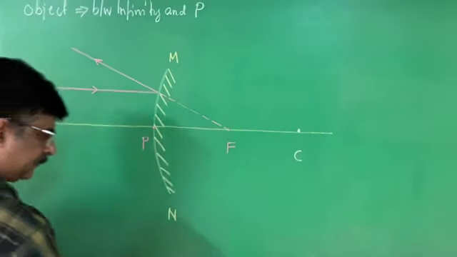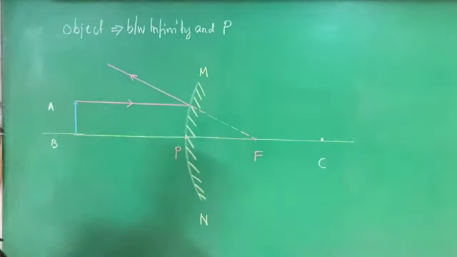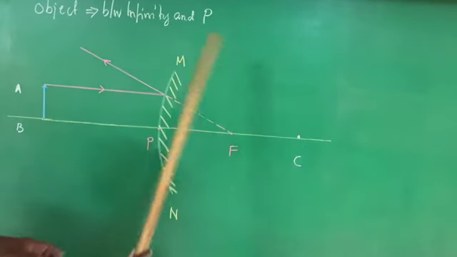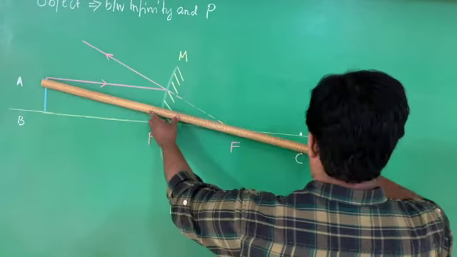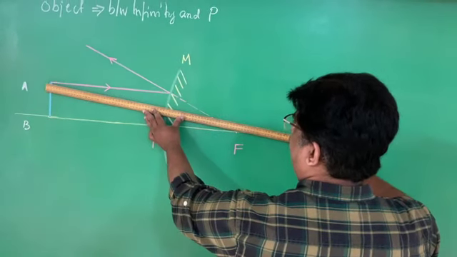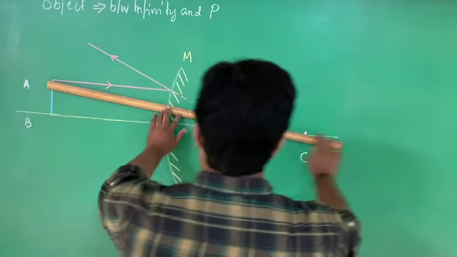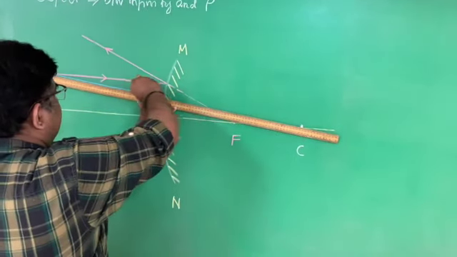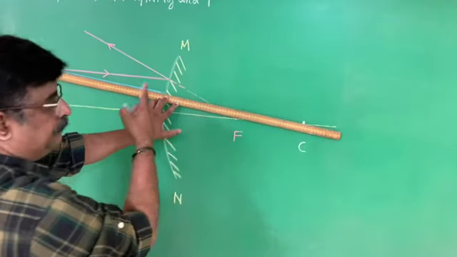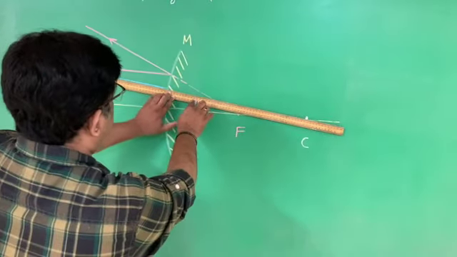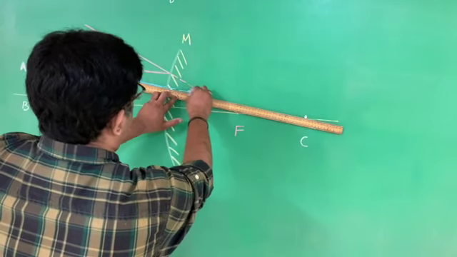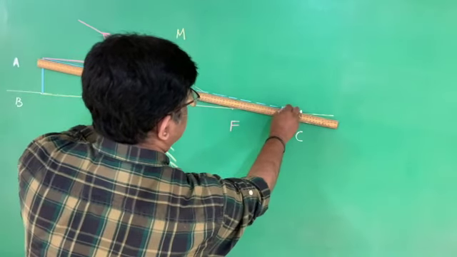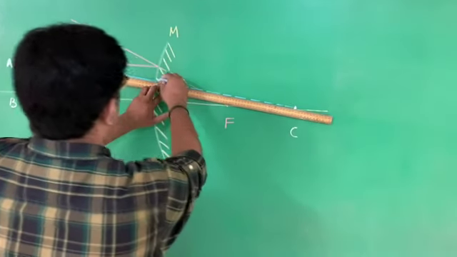The next ray, I have changed the color. The next ray is passing through the center of curvature. Only one ray. See, I keep it like this. This ray comes here. It is directed towards the center of curvature. Behind the mirror, I write what is known as dotted lines. I write the dotted line.